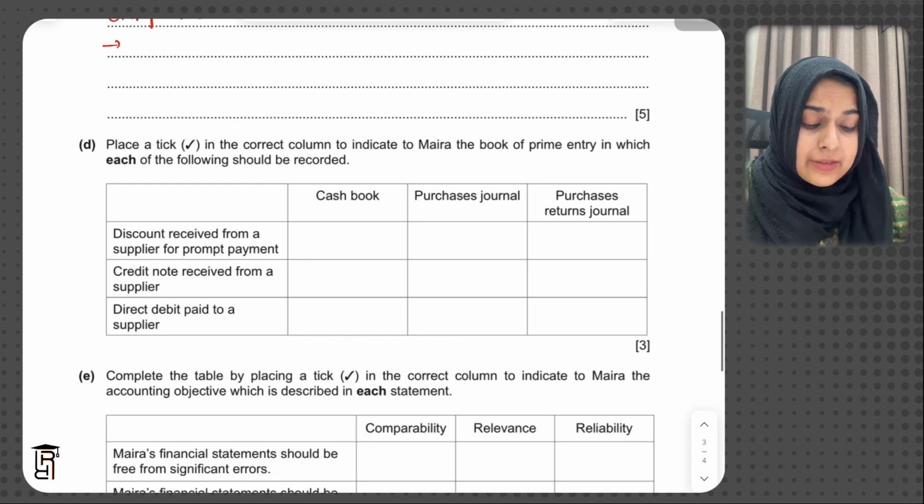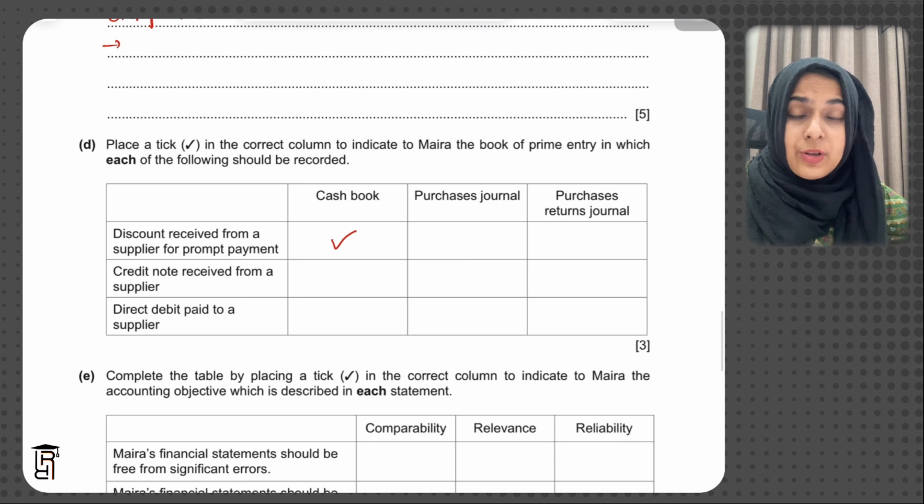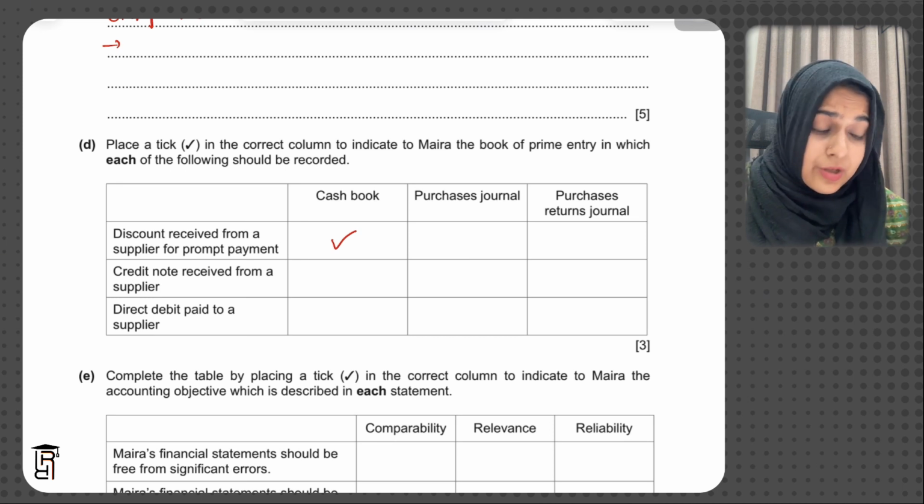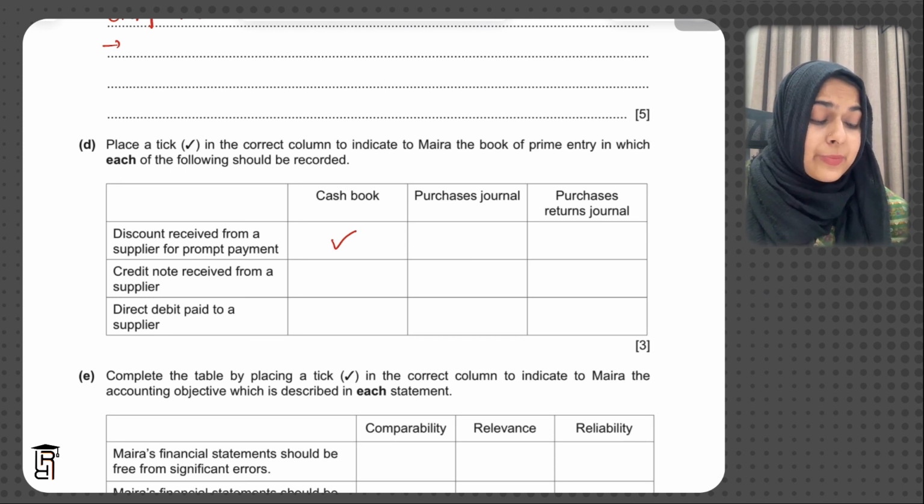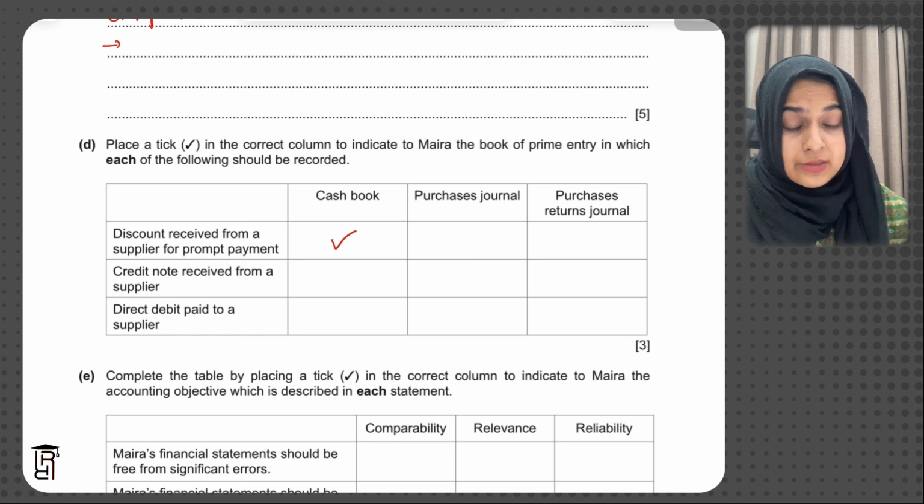Then in part D, they're saying place a tick in the correct column to indicate to Myra the book of prime entry in which each of the following transactions would be recorded. So if you receive a discount from a supplier for prompt payment, that is recorded in the cash book, because discount received is a column in the cash book, and it cannot be recorded in the purchases journal. It cannot be recorded in the purchases returns journal.